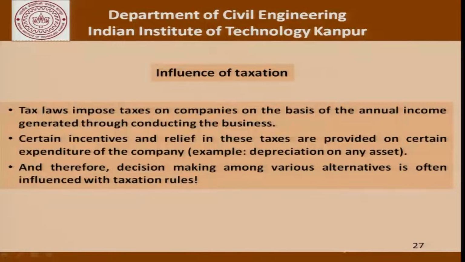Now, let us talk about how taxation or policies related to taxation can help us procure equipment in the wider sense of the word, in that it is either removal of obsolescence, replacement of equipment or buying new equipment. So, we can have tax laws. See, in principle, tax laws impose taxes on companies on the basis of the annual income generated through conducting business. Certain incentives and relief in these taxes can be provided or are provided on certain expenditures of the company, for example, depreciation of the assets, that is what we have been talking about, and therefore, decision making among various alternatives is often influenced by taxation rules.